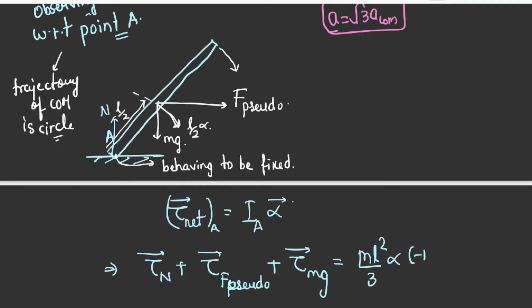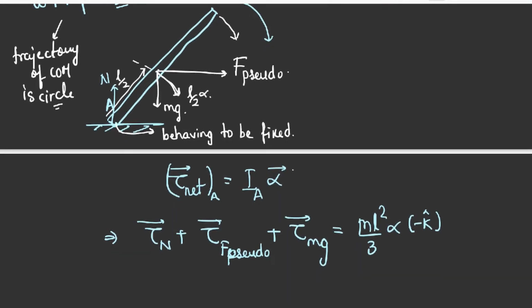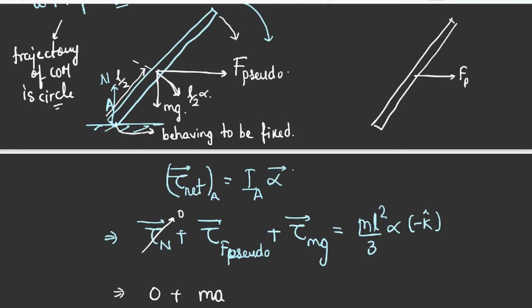And alpha is in which direction? That is in minus k cap, because it will rotate clockwise. About A the normal is passing, so the torque of normal will be equal to 0. Can you rotate a door by applying a force at the hinge only? No, you can't, because the torque you are providing is 0. Pseudo force will be m A. If I write it out, this point is fixed, F pseudo, and this is mg.